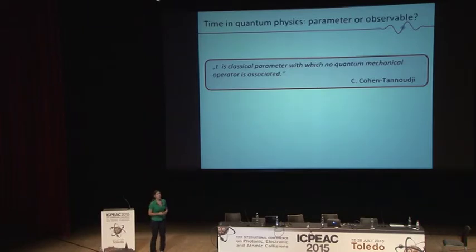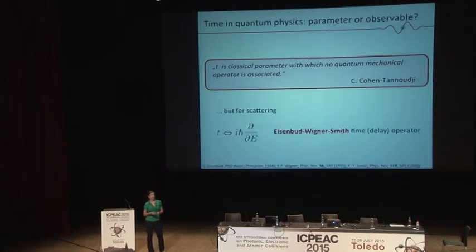So the first question is whether time in quantum physics is a proper quantum mechanical observable. There has been a long ongoing debate in the last century about whether time is really a quantum mechanical observable, so if there is a time operator, which technically does not exist since the energy spectrum is bounded from below. However, for scattering, just for the positive energy continuum, there is something like a time delay operator, which was introduced in the 50s by Eisenbud, Wigner, and Smith.